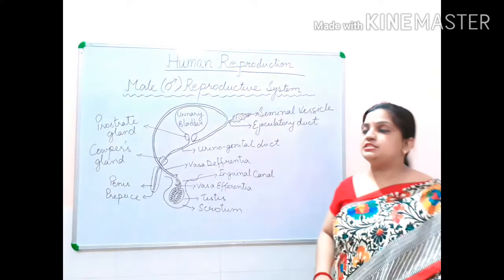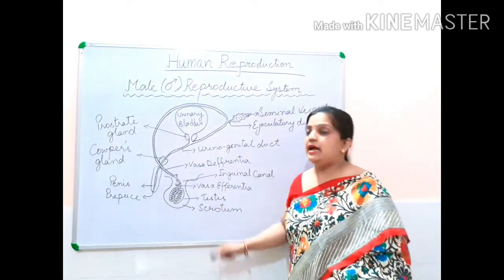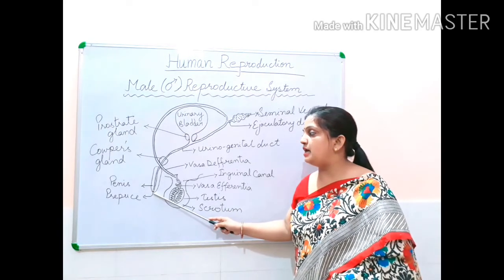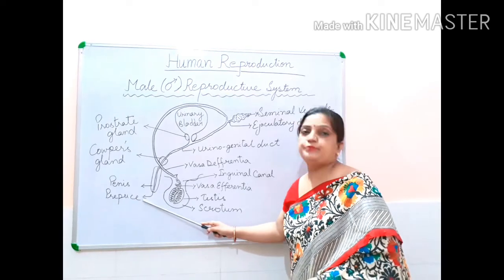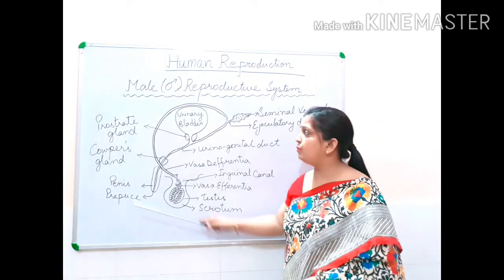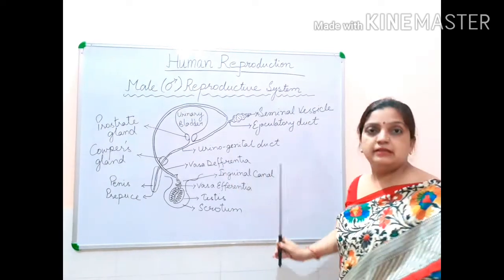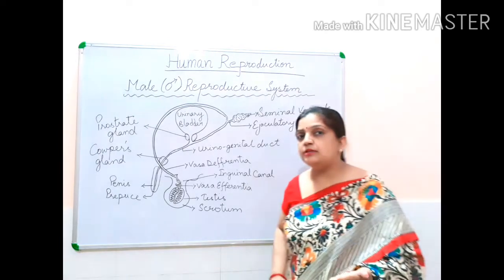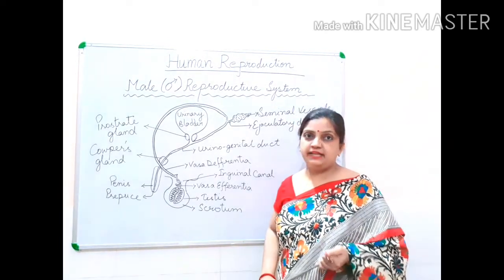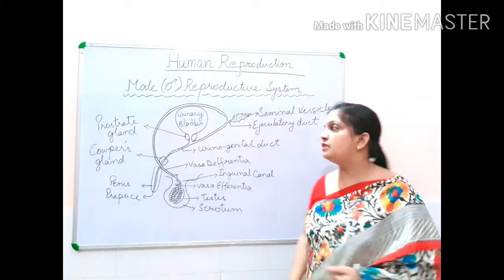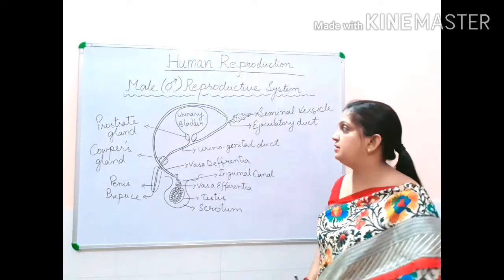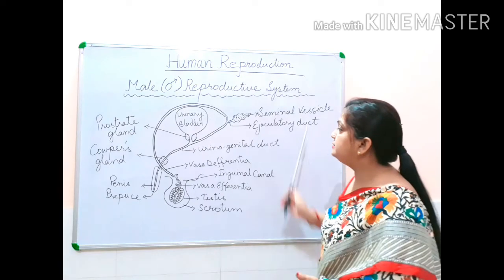So the external genitalia is the penis, and this penis opens at the last verge, and this last verge is called the prepuce. I hope this diagram is clear to you all, and all the parts which I have explained, that the male reproductive system comprises. Hope all those parts are clear to you all by the diagram.